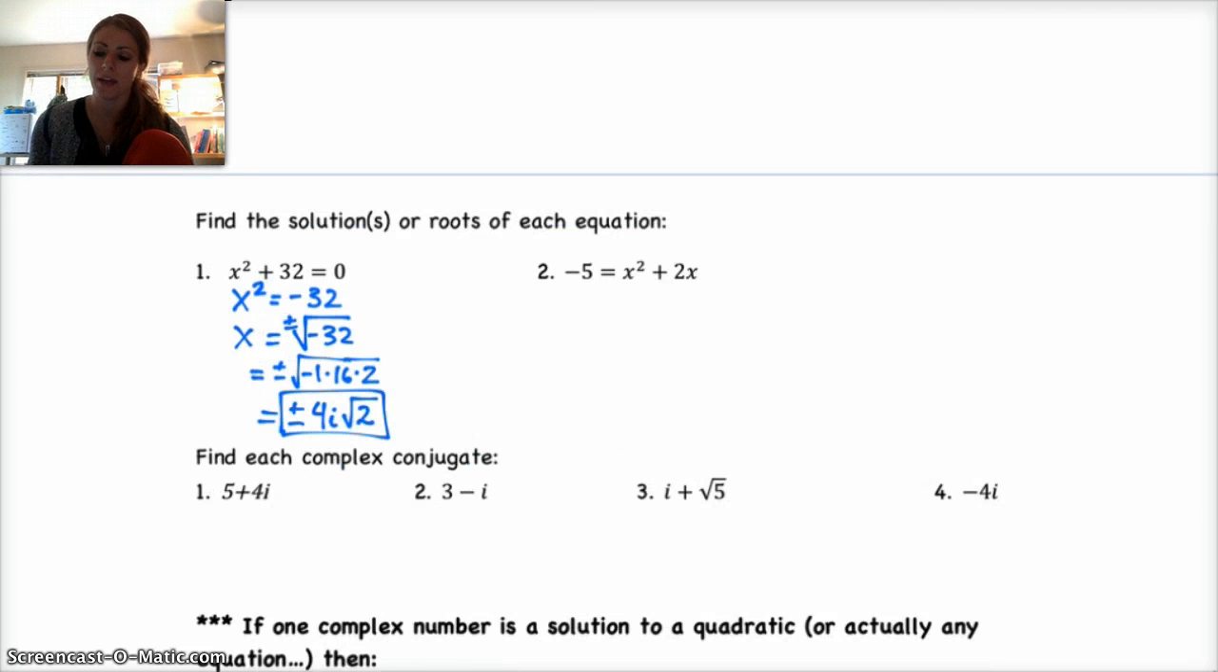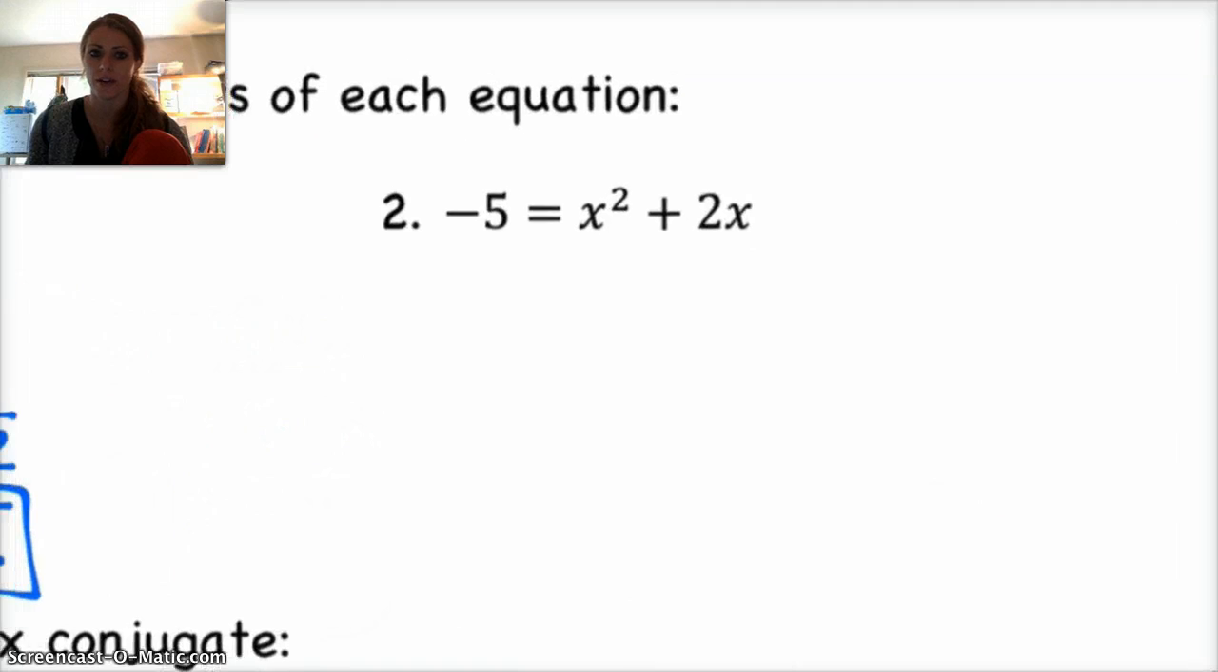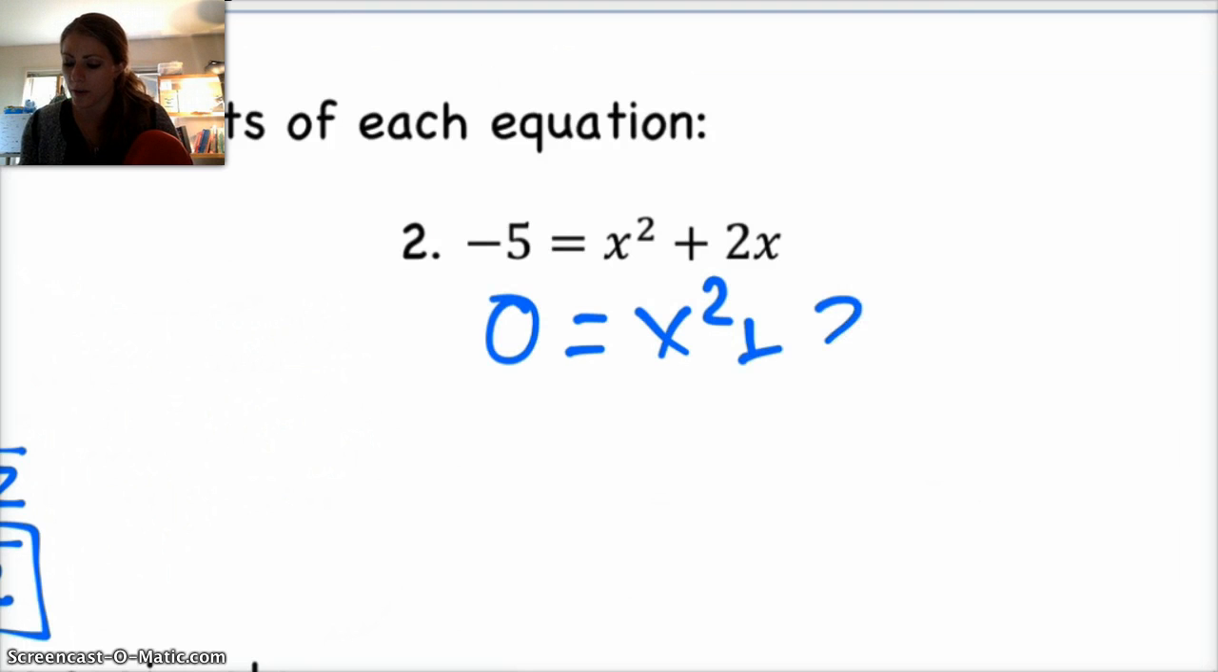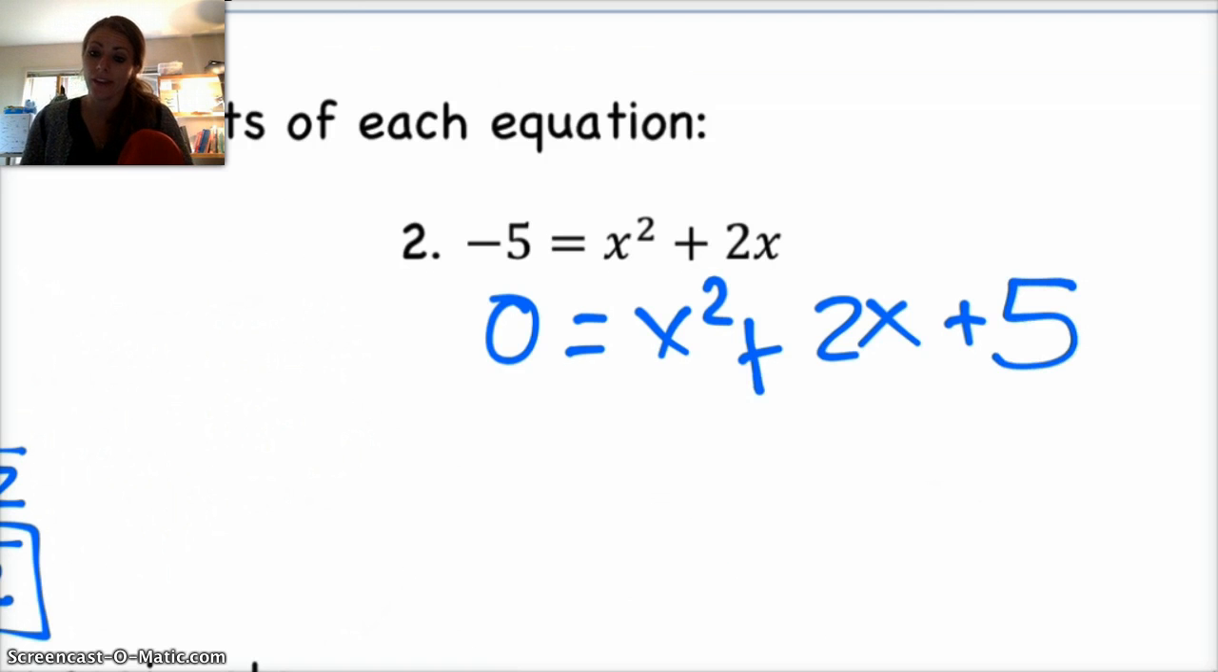All right, next problem, negative 5 equals x squared plus 2x. So it's still a quadratic, so you could add the 5 to the other side, and when you do that, you get 0 equals x squared plus 2x plus 5. And you could try to factor it to find the zeros, but there's nothing that multiplies to 5 that adds to 2. So it's not going to factor nicely.